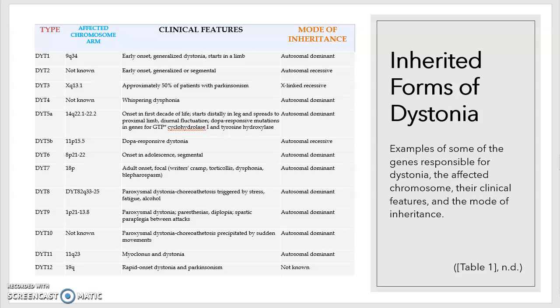And here is an image of some of the common inherited forms of dystonia. And you can see examples of the gene, the affected chromosome, their clinical features, and the mode of inheritance.